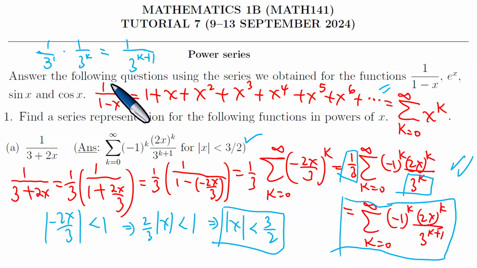But again, this 1 over 1 minus x is this, and then it can be written in sigma notation like that. But this 1 over 3, and then 3 to the power k appears, and when you multiply, you get that. Okay, please let me know when you understand that.